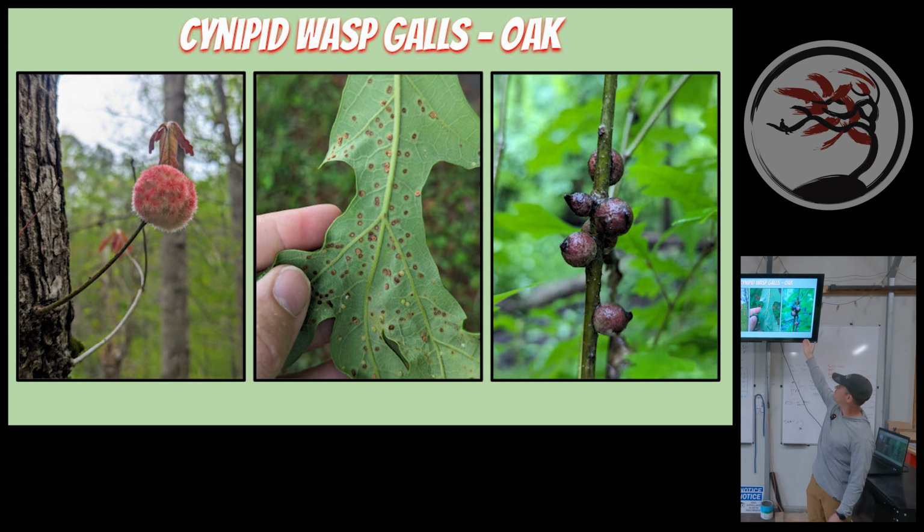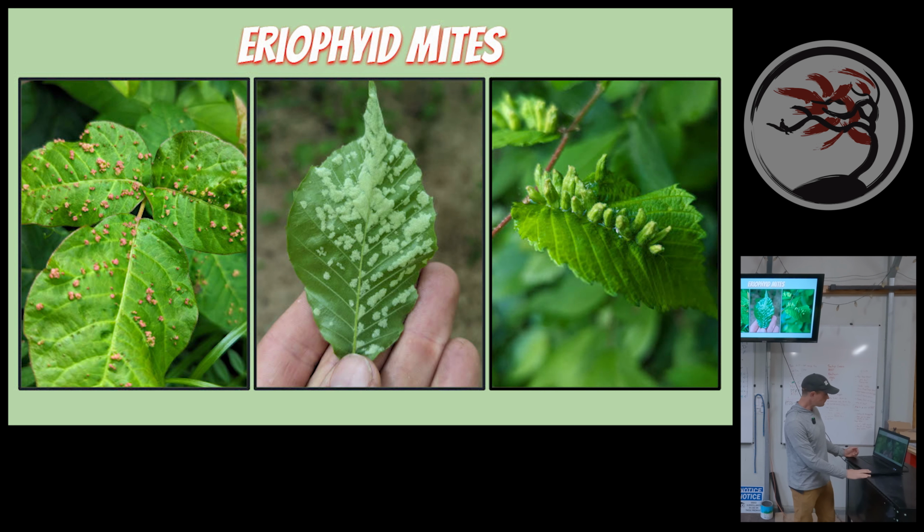And then we also have what are called bullet galls, also produced by the same family of wasps. There's just going to be a single larva at the center of these, and this is on Quercus lyrata, or overcup oak, which I just learned recently is actually native to this area. Kind of another topic for another time.